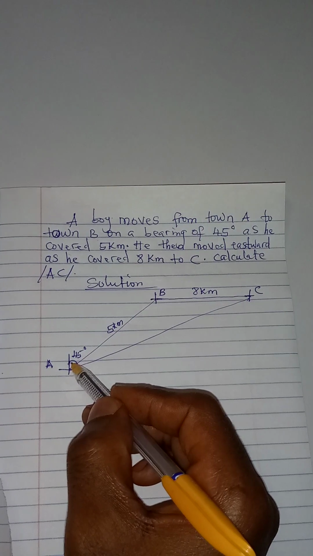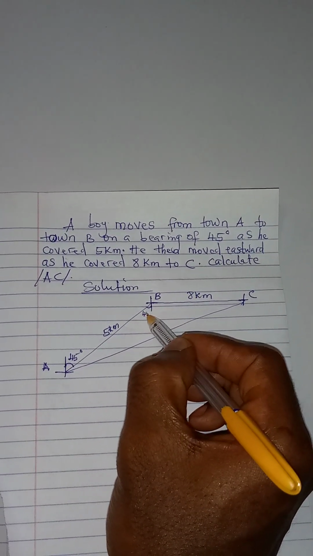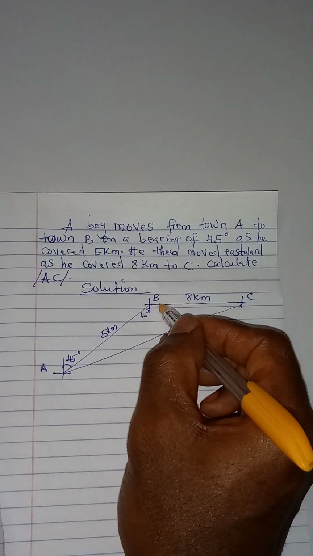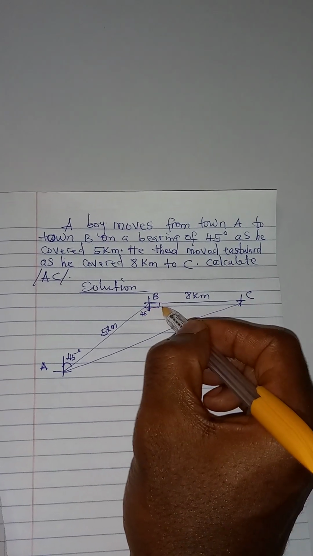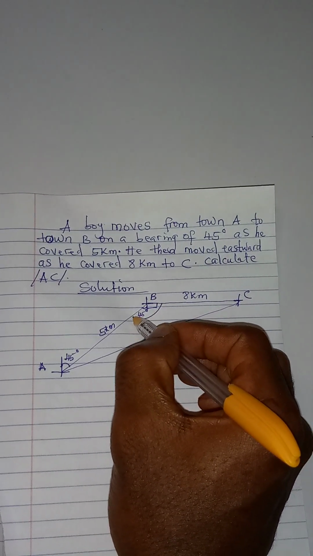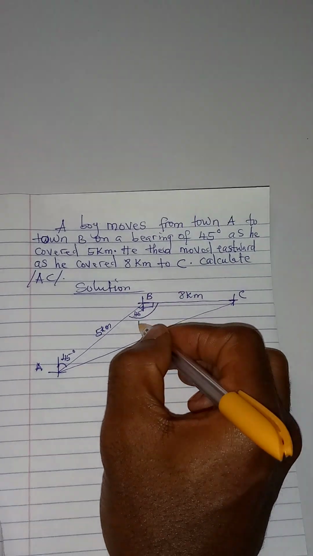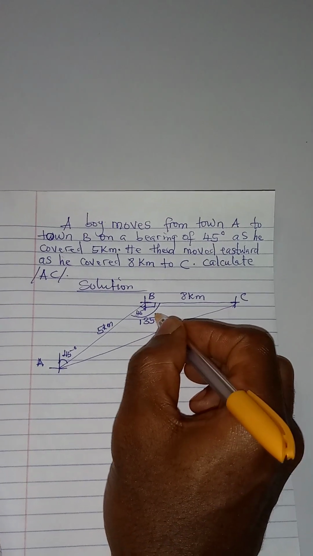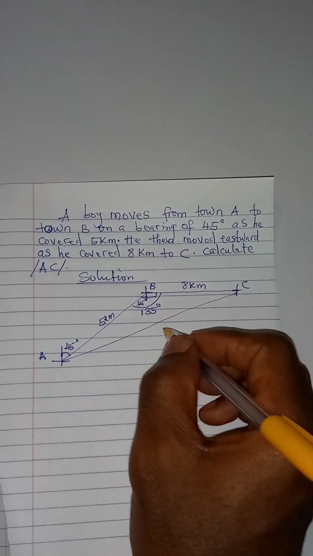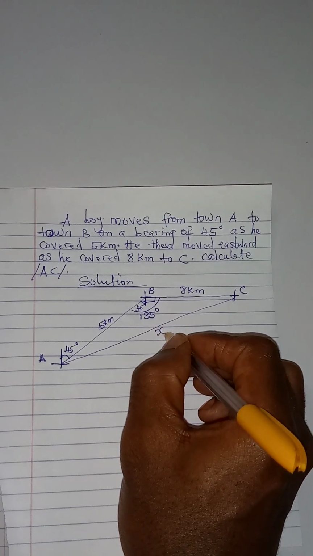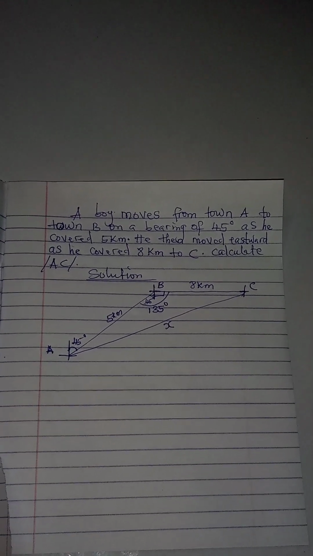Now, this is 45 degrees. Because of alternate angles, this place should also be 45 degrees. And then remember, this is east to south, so this is going to be 90 degrees. So if I add all this, it's going to be 45 plus 90, and that will give us 135 degrees. This means that we've known one of the angles. Now, this is the point we are looking for. Let's name this point X.